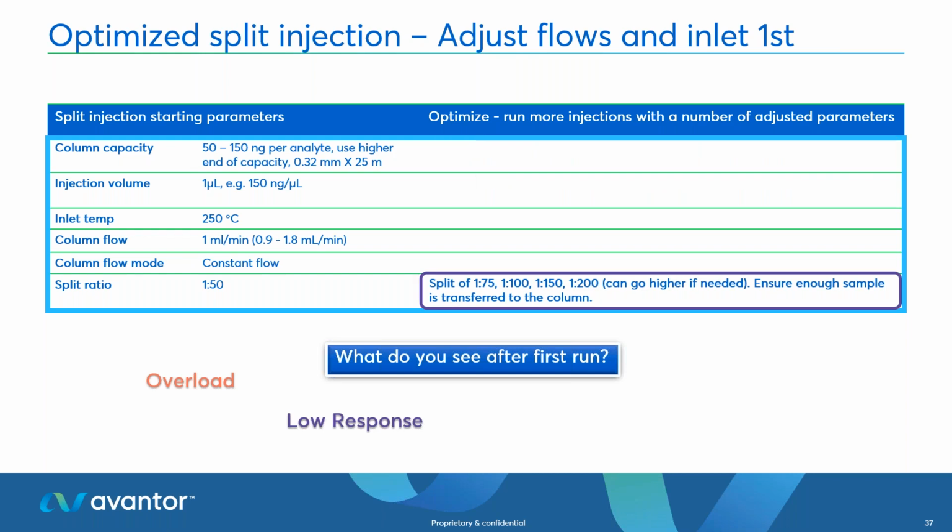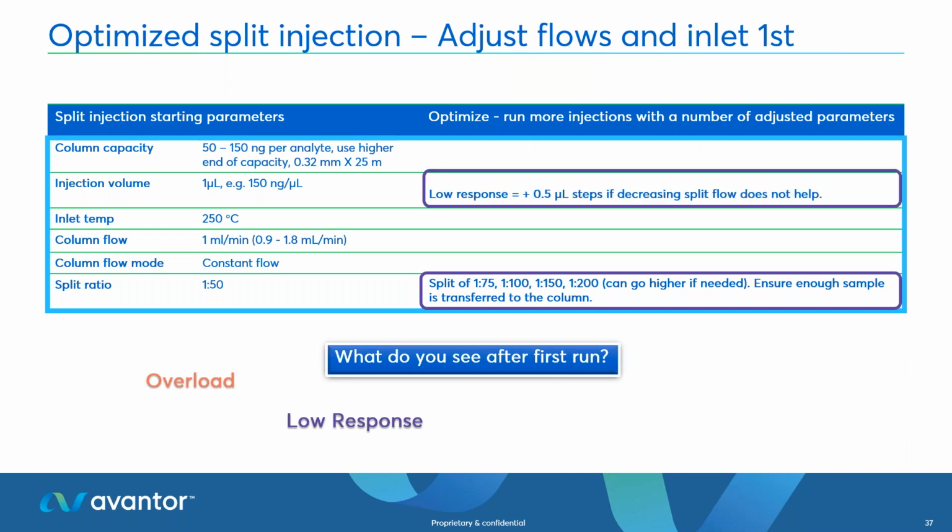If you're getting a low response, again, you may need to increase the split ratio because you may be losing the majority of the sample out the split vent. And then the same goes again, increase the volume if you can, if it doesn't exceed vapor volume expansion inside the inlet. And then increase the concentration as a final resort. Again, if you're having issues, then just going back and double checking what's wrong, just in case there's something going wrong in the sample prep process or the sample introduction stage.